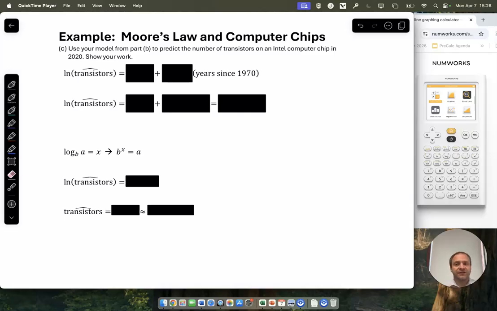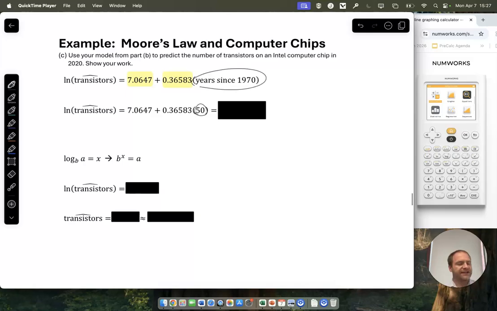So for natural log transistors, we had all of our information before. Again, there it is. If we want to predict 2020, that is 50 years after 1970, so I'm going to plug in 50 for years since 1970. If I look at the right-hand side, this whole thing can be done with order of operations and I get 25.3562. Here's what this means: the predicted natural log transistors hat, the predicted response variable, equals 25.3562.